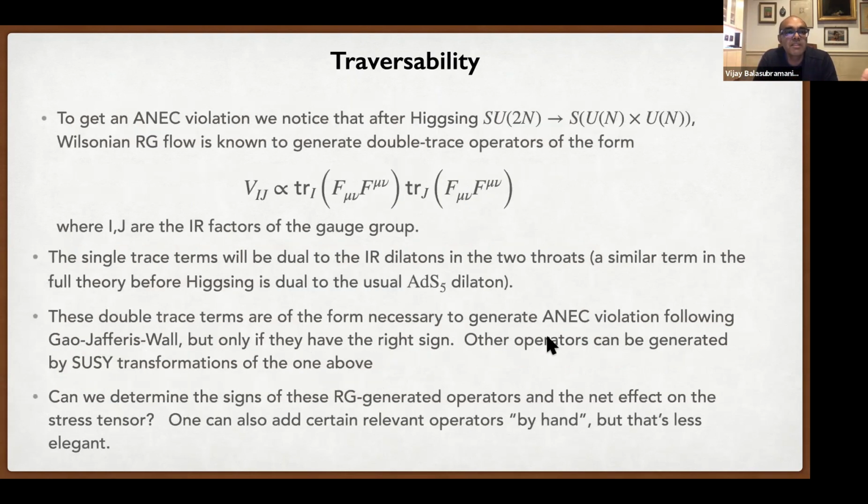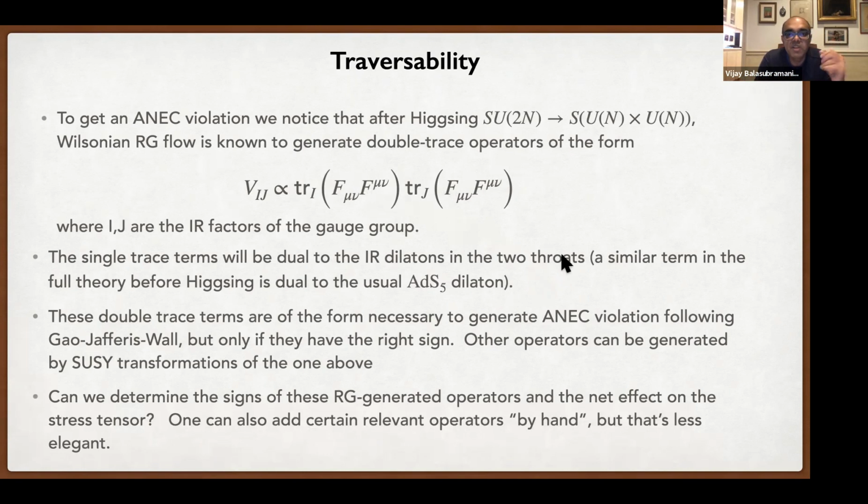So the further comment to make there is that to get such a violation, you can notice that after you Higgs the SU(2N) theory to SU(N) cross SU(N), the Wilsonian RG flow is known to generate double trace operators of this form. So this is a trace F squared in the first SU(N) times a trace F squared in the second SU(N), where I and J are the infrared factors of the original gauge group. So each of these single trace terms will be more or less dual to the infrared dilatons in the two throats. Because trace F squared in the full theory is dual to the dilaton in the complete solution, these are going to be dilatons in the infrared parts within the throats.